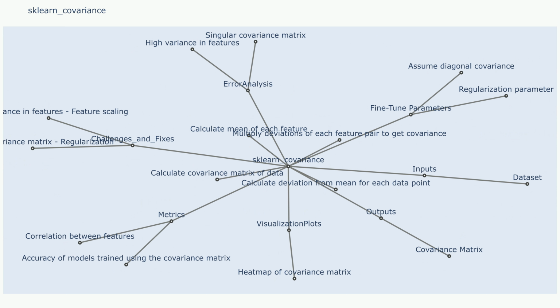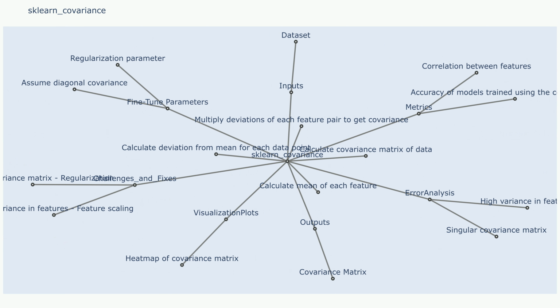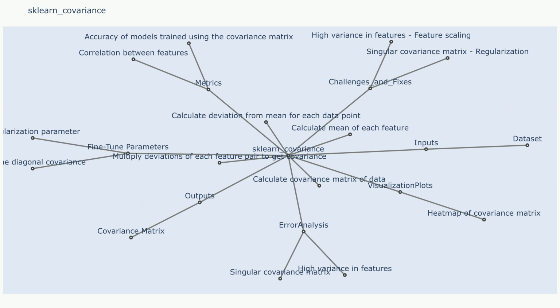Metrics: covariance value. The magnitude and sign of the covariance value indicate the strength and direction of the relationship between two features. Positive covariance: the features tend to increase or decrease together. Negative covariance: the features tend to move in opposite directions.